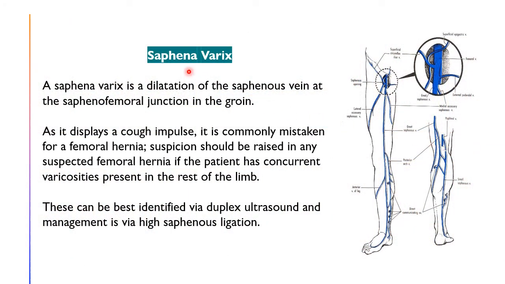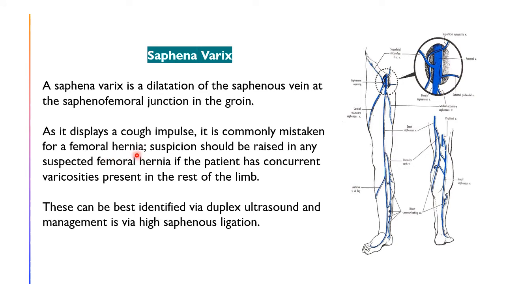A word about saphena varix. The saphena varix is a dilatation of the saphenous vein at the saphenofemoral junction in the groin, where the long saphenous vein joins the femoral vein at the groin.